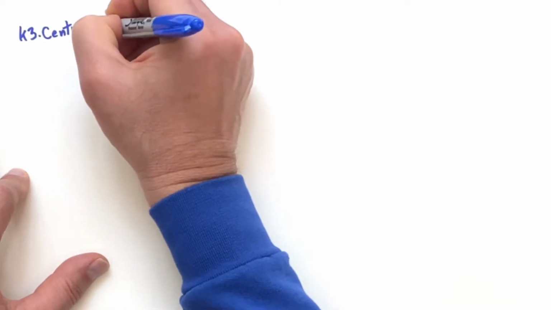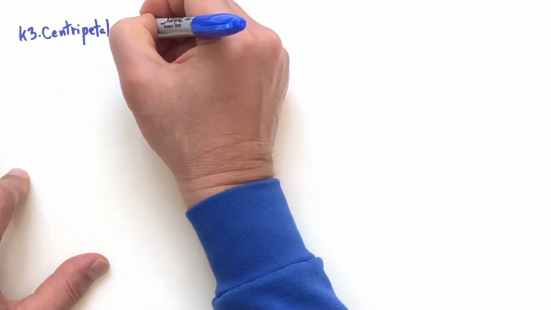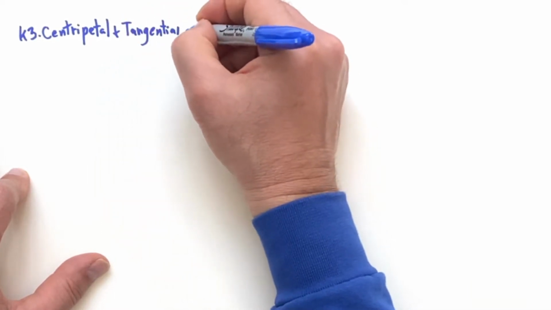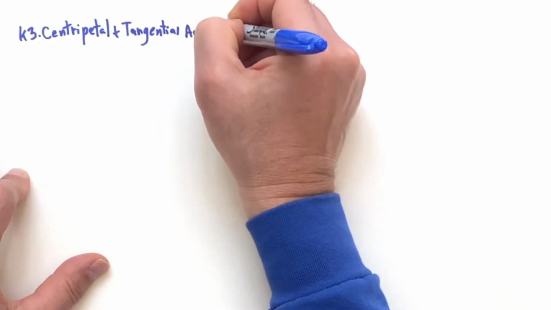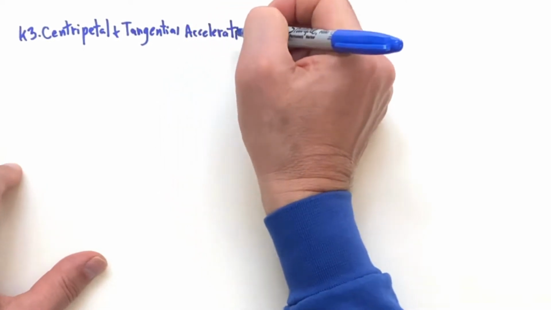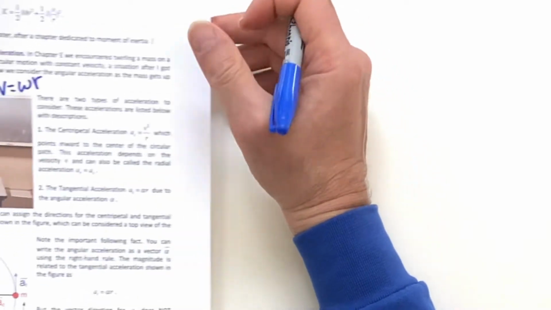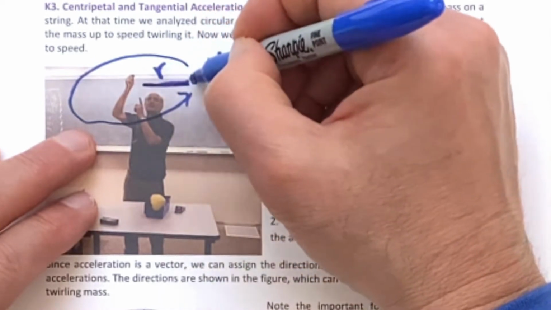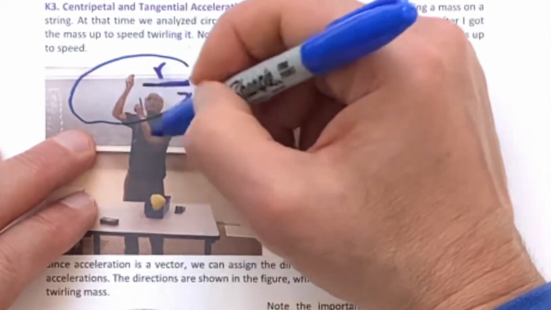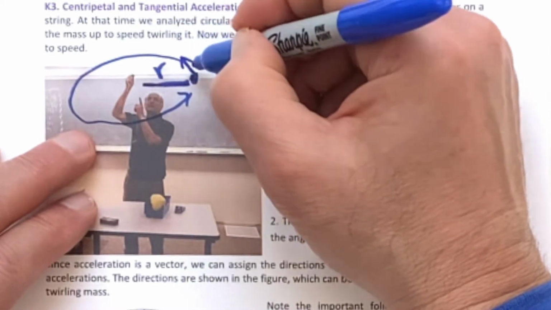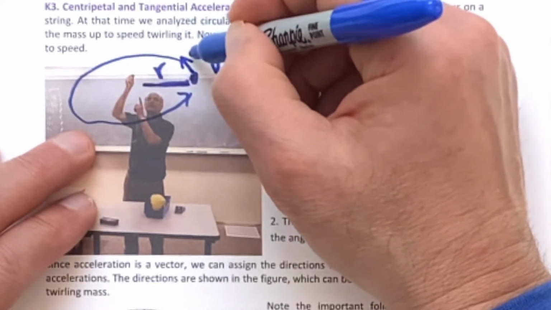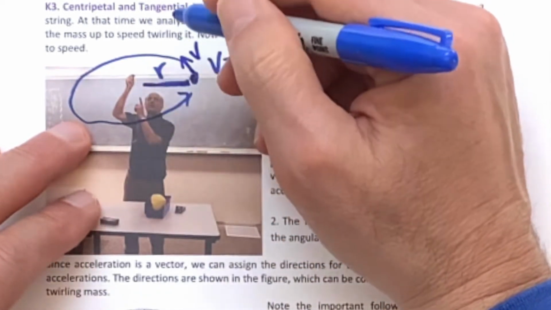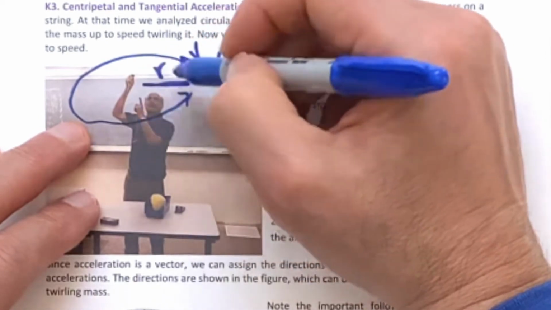Centripetal and tangential acceleration. We did this problem before where I was spinning something around at a distance r away, and v, the tangential velocity v, is equal to omega r. But before I got to that stage, I had angular acceleration to get it going faster and faster.